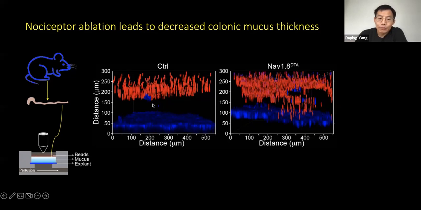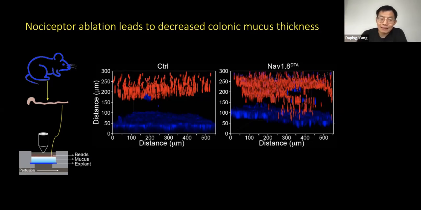Due to the presence of mucus, the beads will be separated from the explant, and here the middle space is the mucus. You can clearly see that the mucus layer is dramatically decreased compared with the control, with much higher permeability. This data suggests that nociceptor ablation leads to decreased mucus thickness.